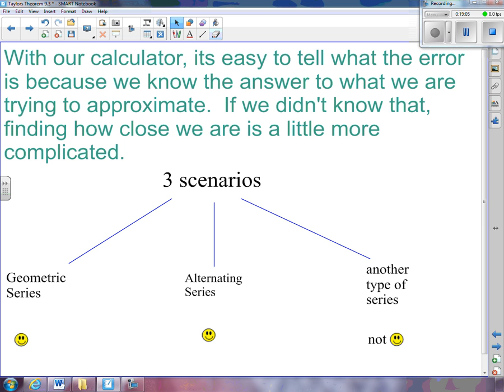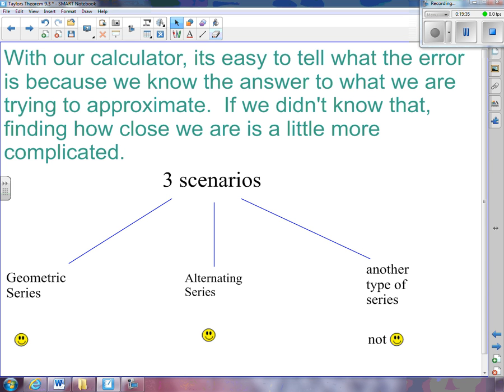Because we know the answer, we're not trying to approximate. If we didn't know what the answer was, finding out how close it is would be more complicated. If you can just plug a number into ln, it's easy. But assume that you can't. It's harder to find out what that error is. Like, how did people before there were calculators that you could just plug a number into ln of 3.7? How did they know how close they were?